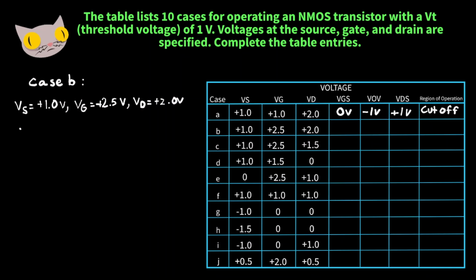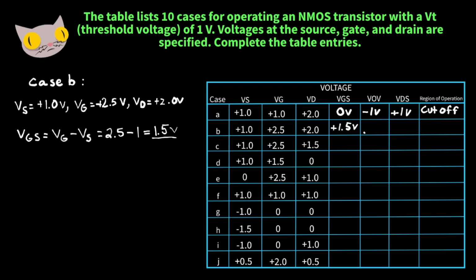For case B, we have our source voltage, 1 volt, our gate voltage, 2.5 volts, and our drain, 2 volts. Let's start by finding VGS. VGS, again, is VG minus VS. So we're going to get 2.5 minus 1 volt. That's going to give us 1.5 volts. 1.5, that's greater than our threshold voltage of 1 volt. So we can rule out the cutoff region for this one.